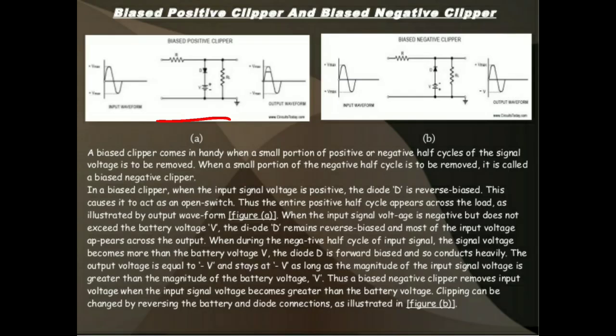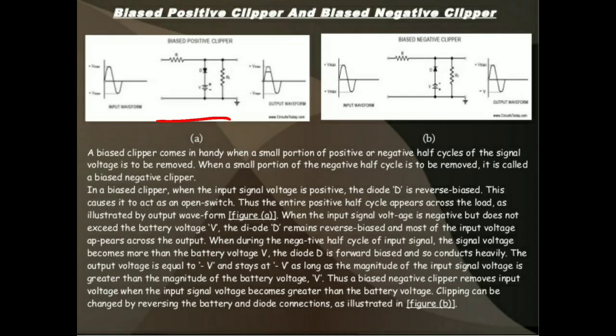So the reference voltage can be fixed at some voltage, that voltage only appears at the output, and the remaining voltage will be clipped off. During the negative half cycle, the diode goes to the reverse bias condition, so the entire input is passed to the output. This is the positive biased clipper. Let us come to the negative biased clipper.